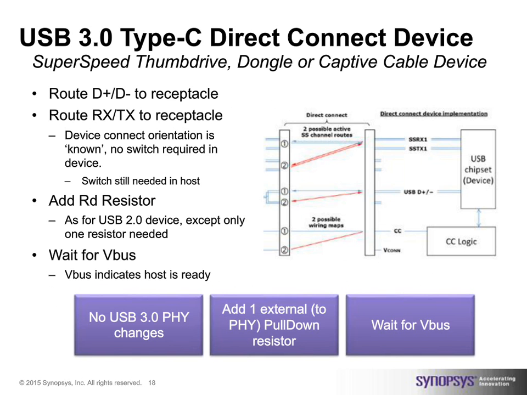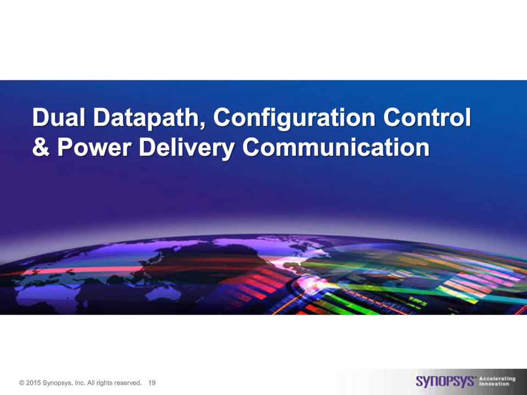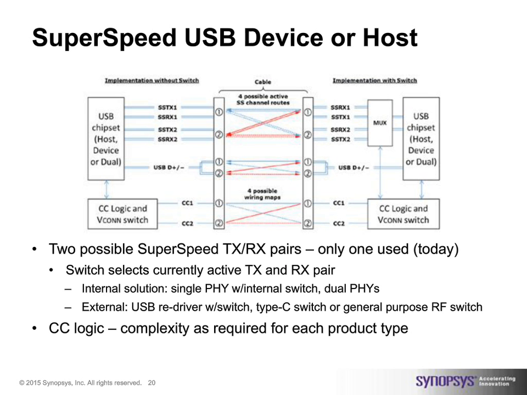However, when we look at the dual data paths configuration control in general for other SuperSpeed devices, it becomes a bit more complex. So let's revisit this schematic for the SuperSpeed Type C.